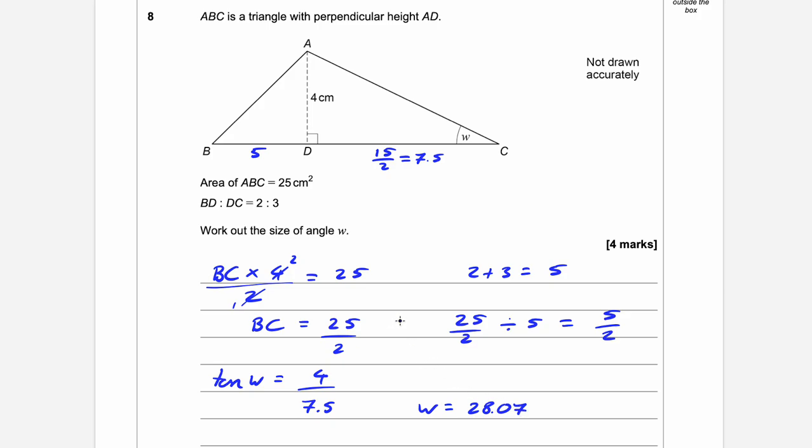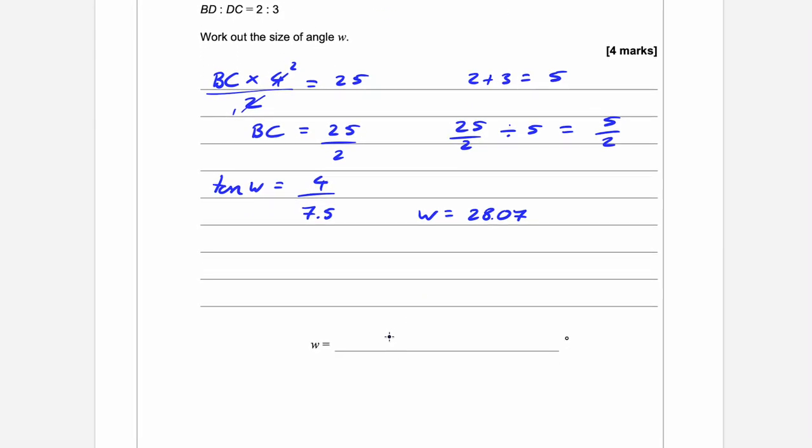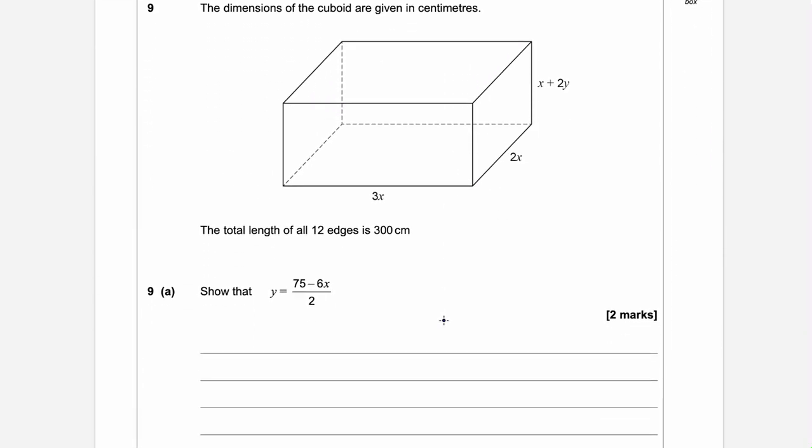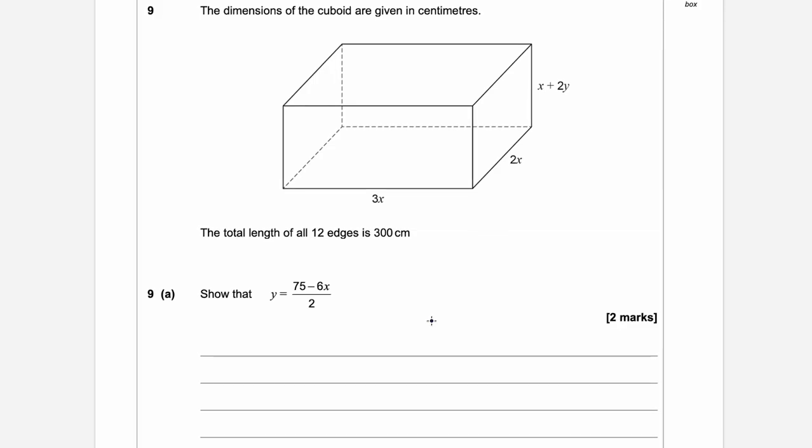He doesn't tell you what to round to, guys, so 2 decimal places is fine. He actually accepts quite a large range of values. Okay, that's question 8. Question 9. Dimensions of the cuboid are given. The total length of all 12 edges is 300. Show that y is equal to this.